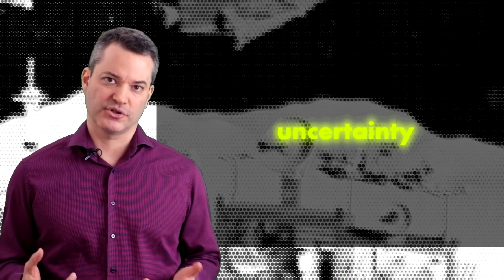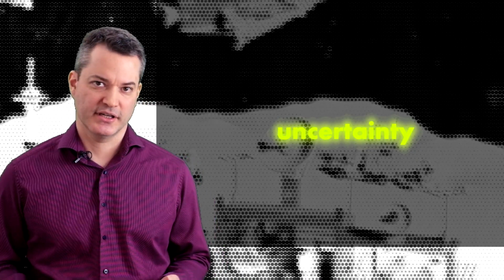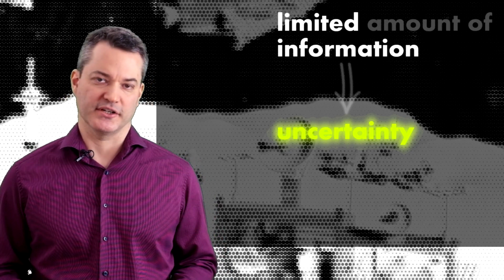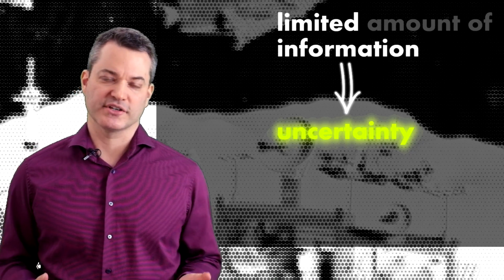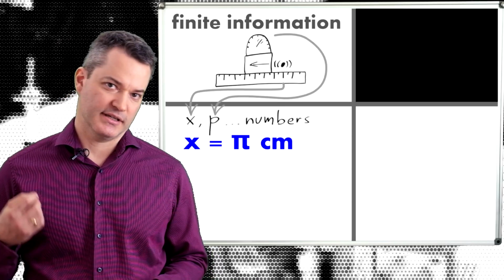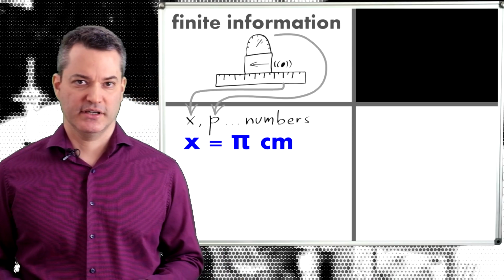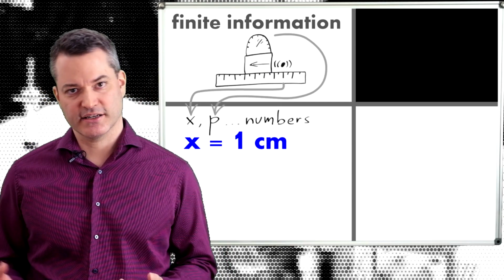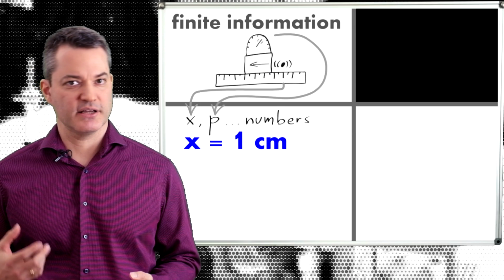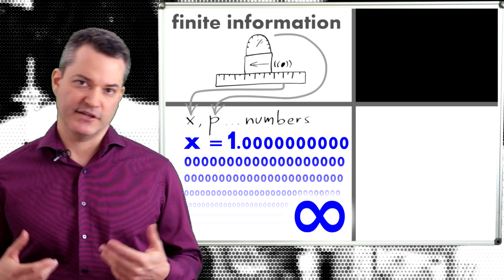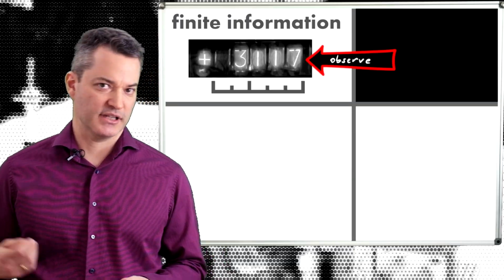No matter which physical theory we use, as observers we must deal with uncertainty, because any observation only gives us a limited amount of information. It wouldn't make sense, for example, to claim that we have measured the position x to be exactly pi centimeter, or exactly 1 centimeter for that matter, because a mathematically precise real number, like the number 1, represents an infinite amount of information, while any real measurement has limited range and limited resolution.